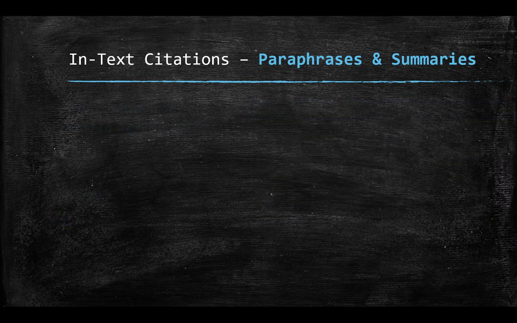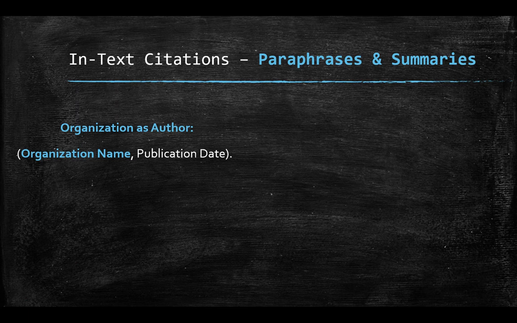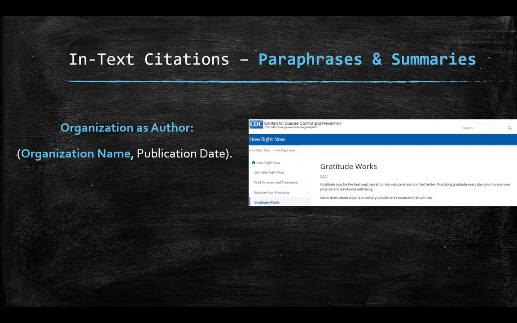Sometimes, your source will not have a specific individual listed as an author, but you may be able to consider the organization as the author. In that case, simply put the organization's name where the author's last name would go. Let's look at this web page from the CDC. You could consider the CDC as the author. For your first in-text citation, you would write out Centers for Disease Control and Prevention, with CDC in brackets immediately after, followed by the comma, and then the date of publication, or N period D period. For all your citations after that, you could simply write the abbreviated form, CDC.